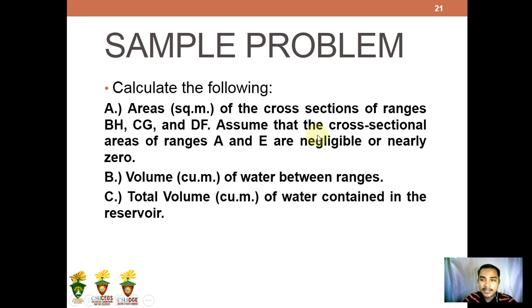Okay, since dito man ang point, no? Mura na siya, it's a point, no? So wala na siya cross-sectional area.